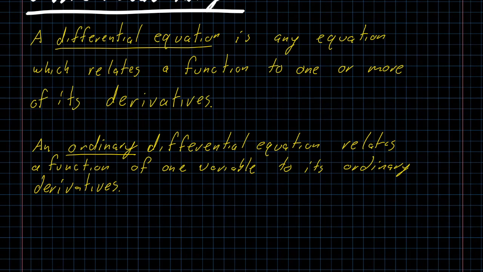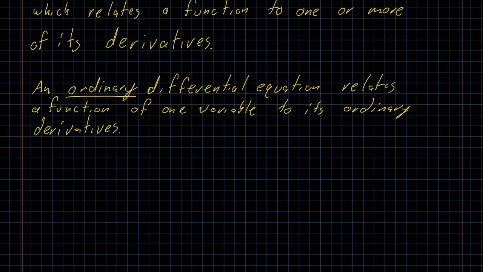In calculus, we never use the term ordinary derivative, but it is something that you are very familiar with. An ordinary derivative is the derivative of a function of one variable. Compare that to a partial derivative, which is a derivative of a function of several variables, and we get two types of derivatives that lead to two different types of differential equations.